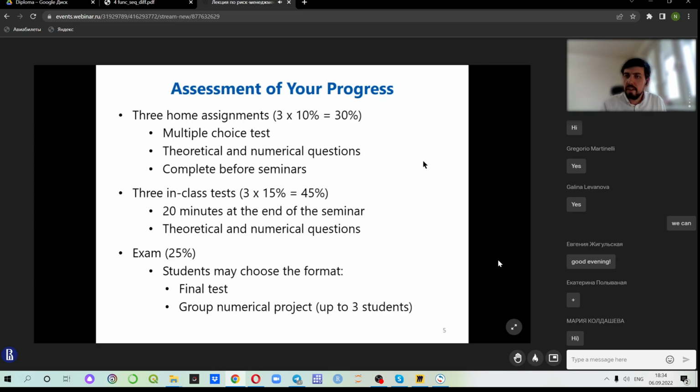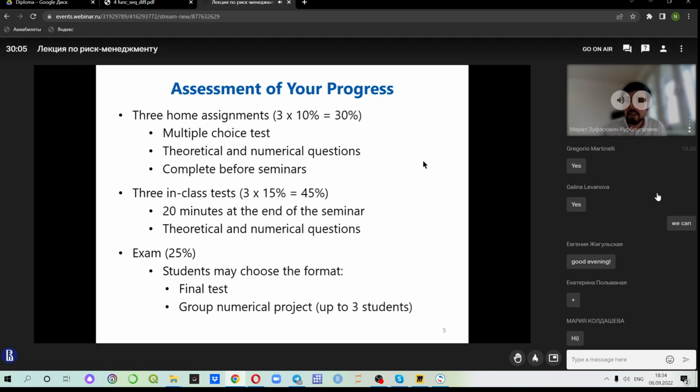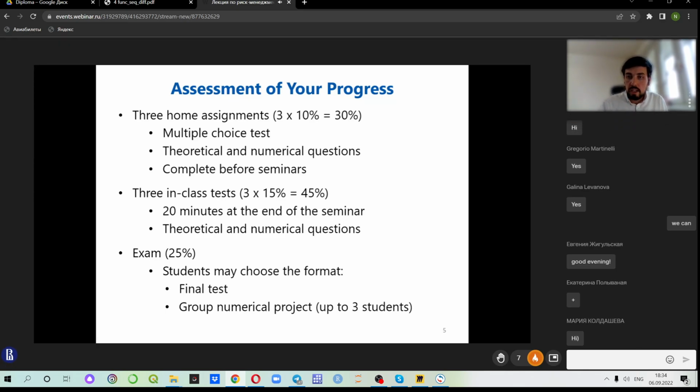Is everything clear still? Do you have any questions? If you have a question, please raise your hand. You can do it by hitting the button at the right lower corner of your screen.